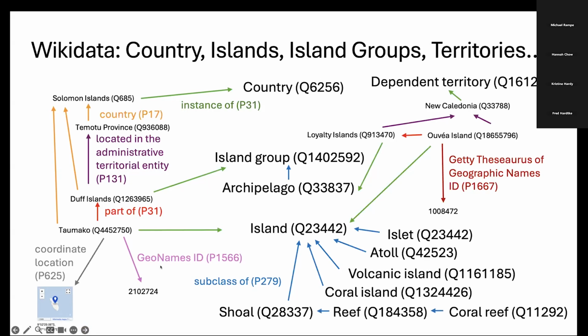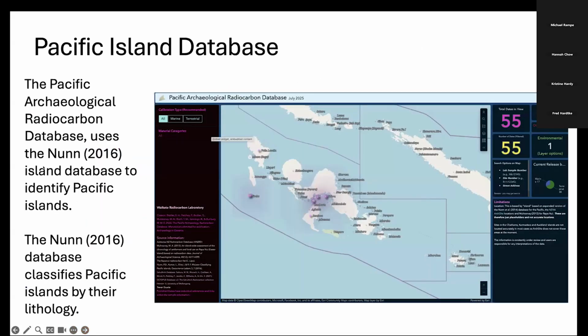And it links, as I said, to the Geonames and Getty Thesaurus. So while I was looking for identifiers, you've probably seen the Pacific Archaeological Radiocarbon database came out. And they also had similar problems. One of their main location identifiers was island, because that's the natural thing for the Pacific.